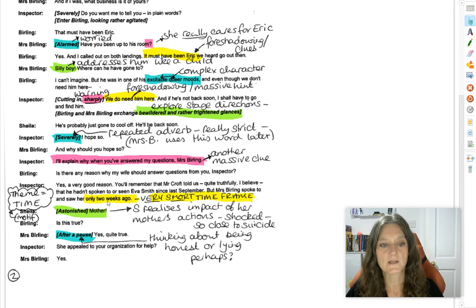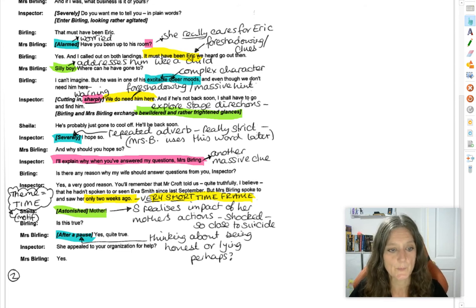So what Mrs. Birling did and said 2 weeks ago, Sheila realises is going to have a massive impact on Eva Smith's decision to take her own life. So I've just put here S for Sheila. Sheila realises the impact of her mother's actions. So whatever it was her mum did or didn't do is so close, just 2 weeks close to the suicide of Eva Smith. And it really makes her mum look guilty. It makes her mum look culpable.